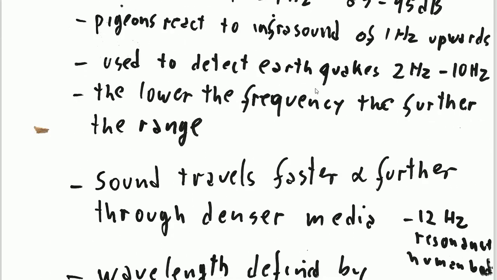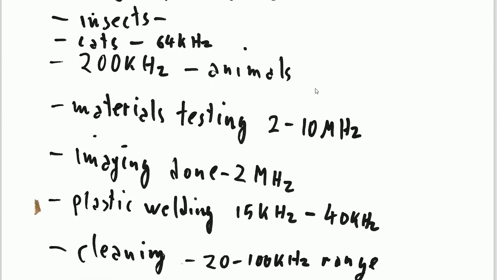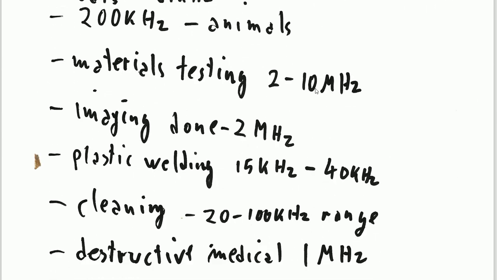Okay, let's move on with this. Done this ultrasound, very interesting. Okay, what does ultrasound do? So we use it for materials testing. Apparently there are systems which go from 2 to 10 megahertz, so they've got a very high frequency. Again, air molecules are moved, that's all. It penetrates the material, and they get some reflection, and based on that they can test the material. Imaging is done at about 2 megahertz.